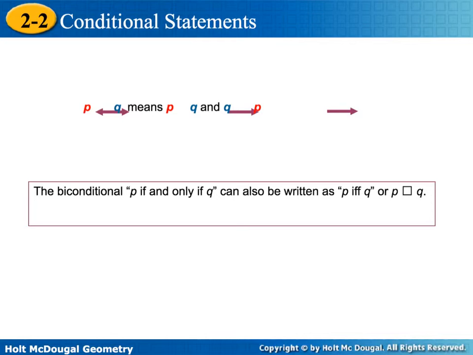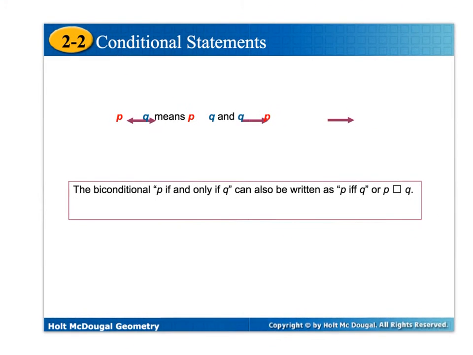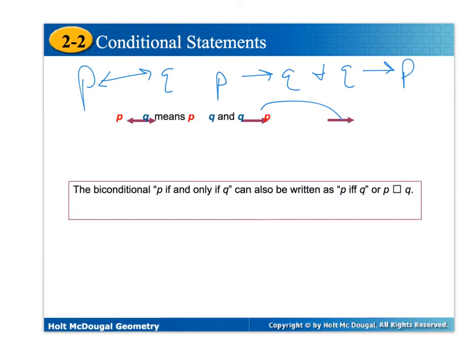Okay, this is supposed to look not like that. What this should read is P double arrow Q means P to Q and Q to P. That arrow is supposed to go there, there, and there. All right, and that's kind of what we just wrote. So that's just something extra.